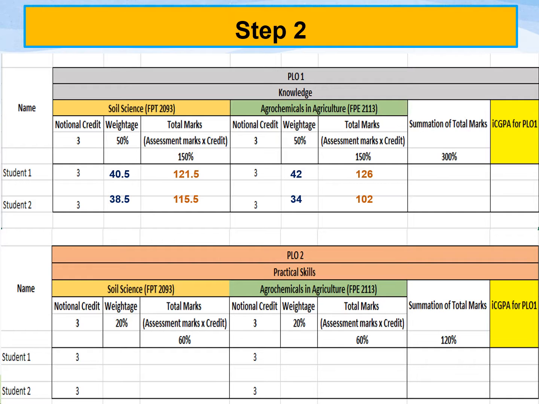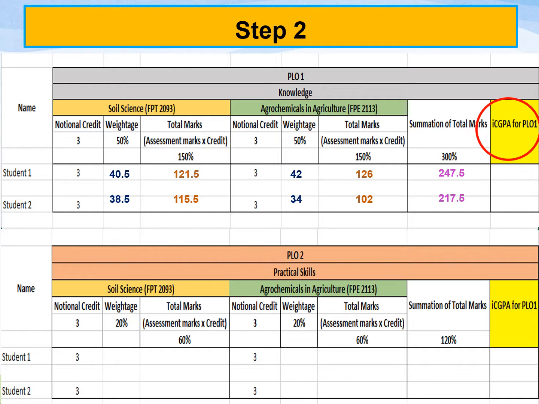So, in order to calculate the summation of total marks, let's take student number 1 as an example. We need to sum up 121.5% together with 126% in order to get 247.5%. Similar calculation applies to student number 2.